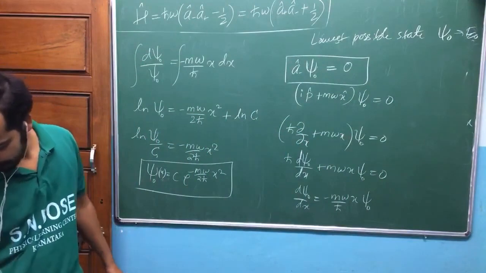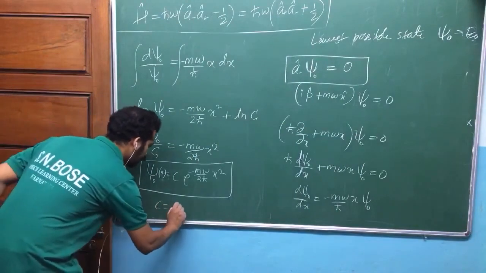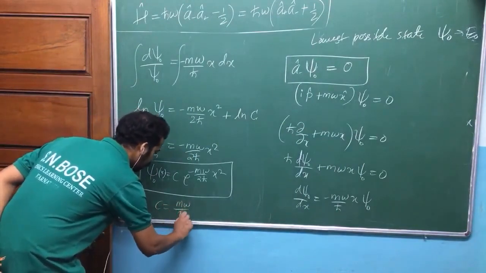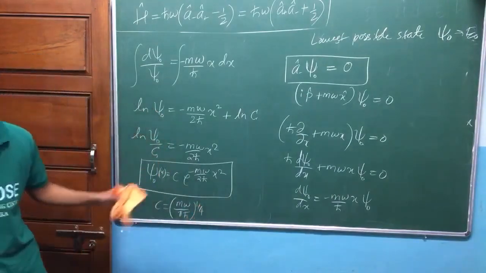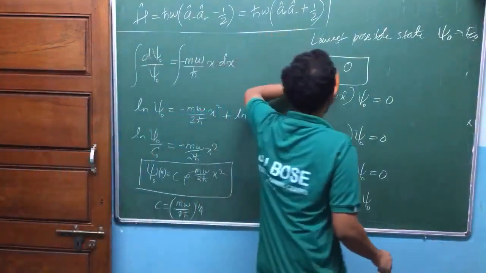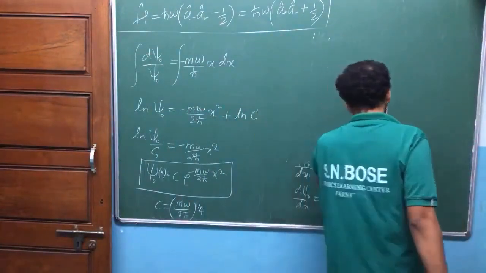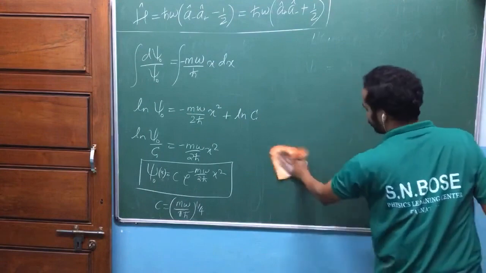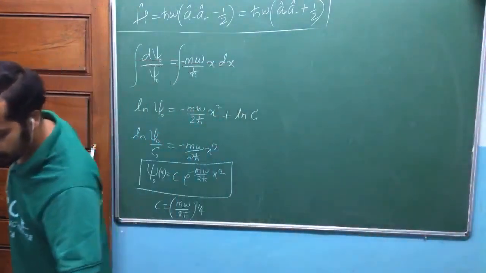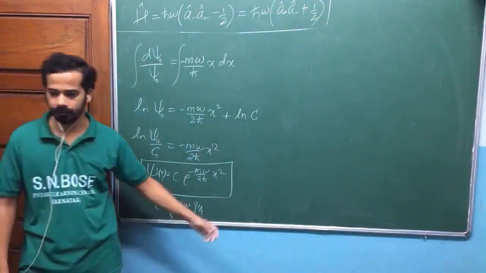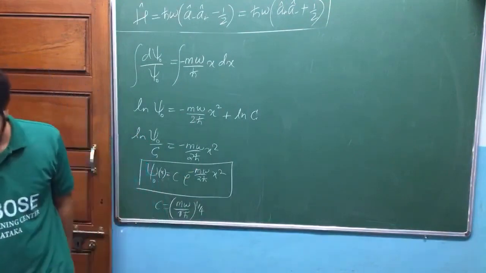Now the next idea, just find this one, okay? You will find that C is equal to m omega by pi h bar raised to 1 by 4. You should remember this one actually. You should learn this ground state wave function by heart because it is needed many times. You can't normalize again and again. Even in some CSIR questions, they are expecting you to remember this one, okay?